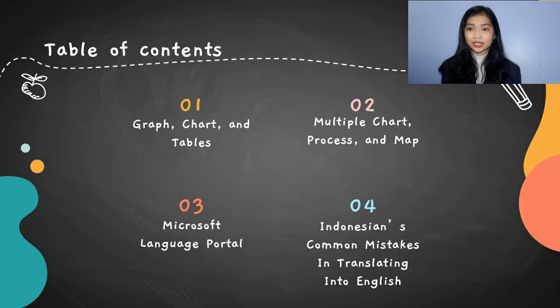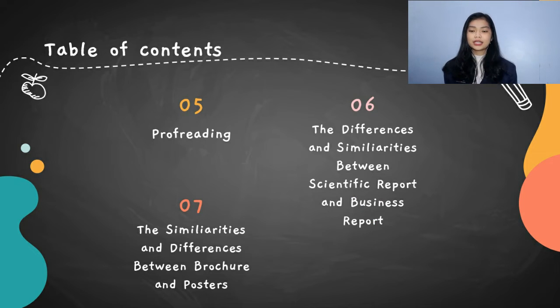There are 7 topics that we will explain in this opportunity. The first is graph, chart, and tables. Second, multiple chart, process, and map. Third, Microsoft Language Portal. Fourth, Indonesians' common mistakes in translating into English. And 5 is proofreading. 6, the difference and similarities between scientific report and business report. And the last is the similarities and differences between brochure and poster.